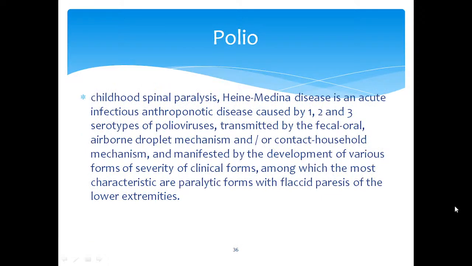Polio. I think you know that the child can have spinal paralysis. Here, Heine-Medin disease, it can be, and we see the change of our nervous system.